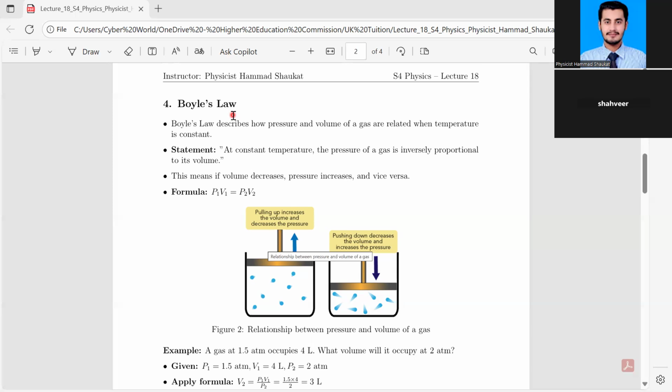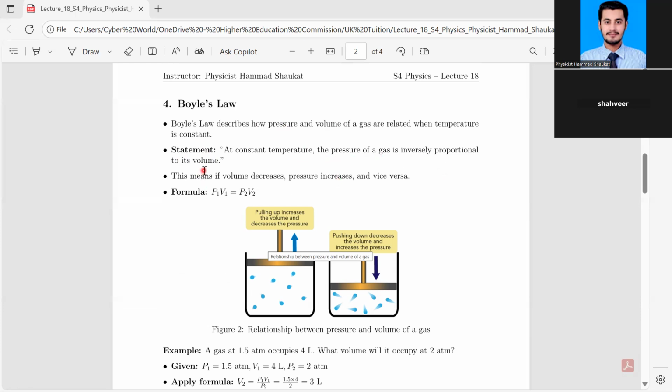Okay. So Boyle's law basically shows the relationship between pressure and volume of a gas. Because we are concerned with gas, Boyle's law describes how the pressure and volume of a gas are related when temperature is constant. Keep in mind that in Boyle's law you must take temperature constant and study the relationship between pressure and volume. What is the statement of Boyle's law? Boyle's law tells us that at constant temperature the pressure of a gas is inversely proportional to its volume.